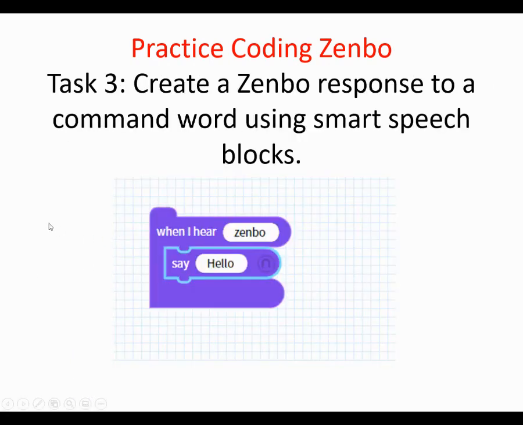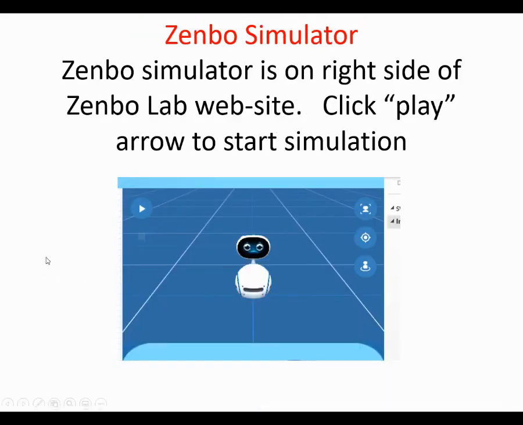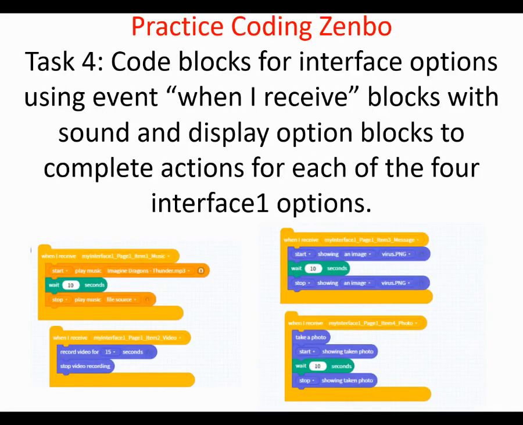For coding the smart speech and response, here I have it so the robot's default name is Zenbo. If it hears its name, it says hello. That's a very simple smart speech example. Now, if you code up that my interface, to make use of it, let me back up one. To make use of that my interface, you have to bring in these: when I receive. It'll say my interface, and then you hit the down arrow to select the option, whether it was 1, 2, 3, 4, whatever you coded into it.